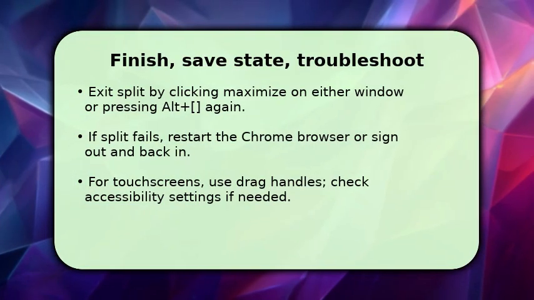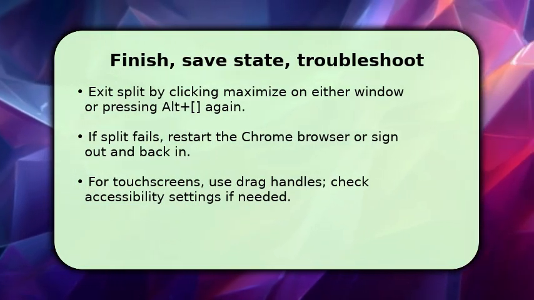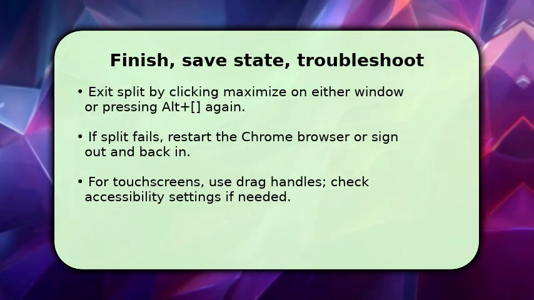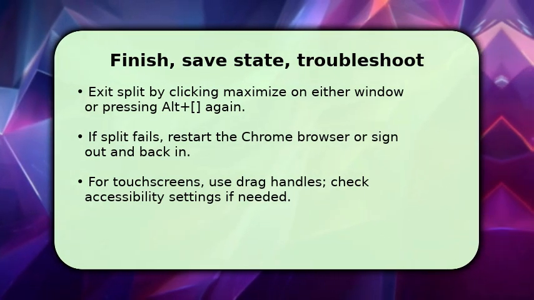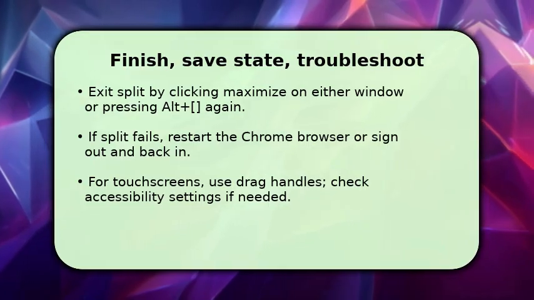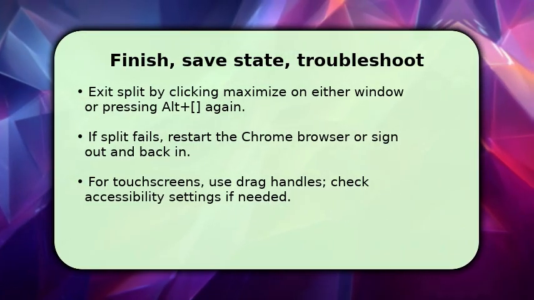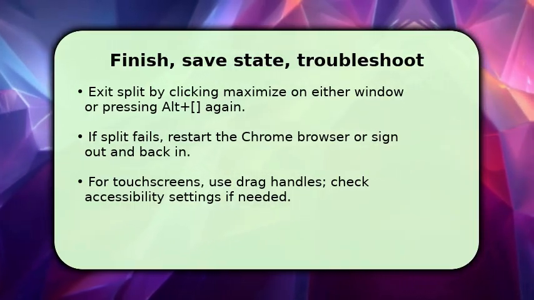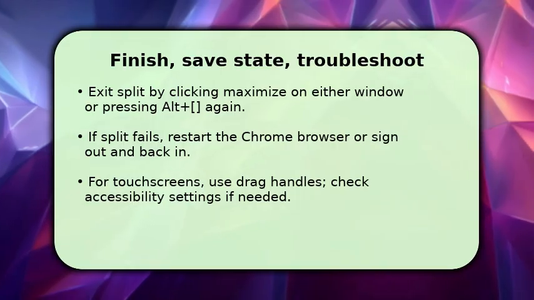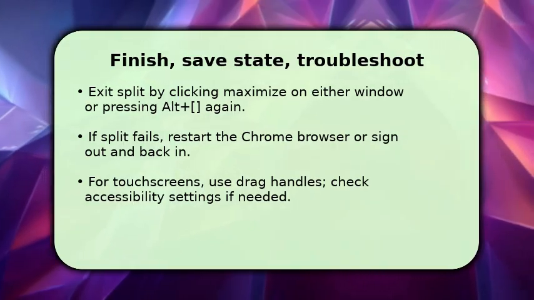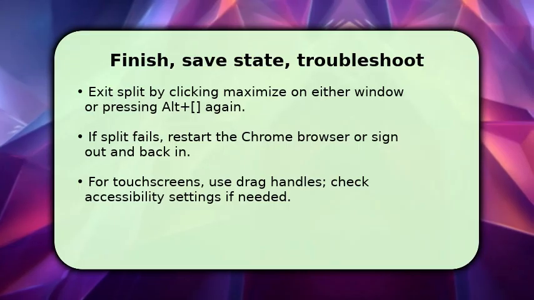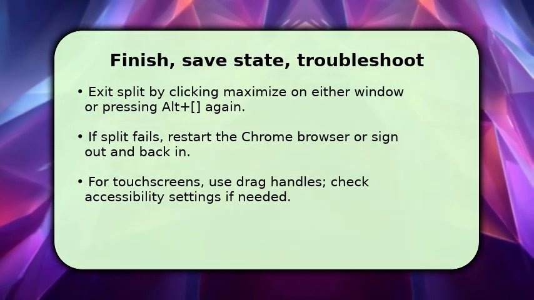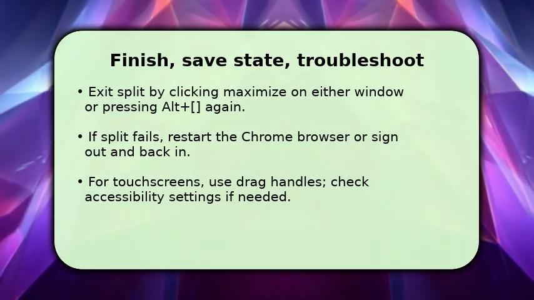To complete the session, close or maximize either pane to return to single window mode, or press Alt plus bracket keys to unsnap. If snapping fails, restart Chrome or sign out of your Chromebook. That often clears transient window manager glitches. Make sure no app is in full screen kiosk mode, and check accessibility or display scaling if drag handles feel unresponsive. If problems persist, reboot the device and retry the tile steps. This resolves most remaining issues quickly.